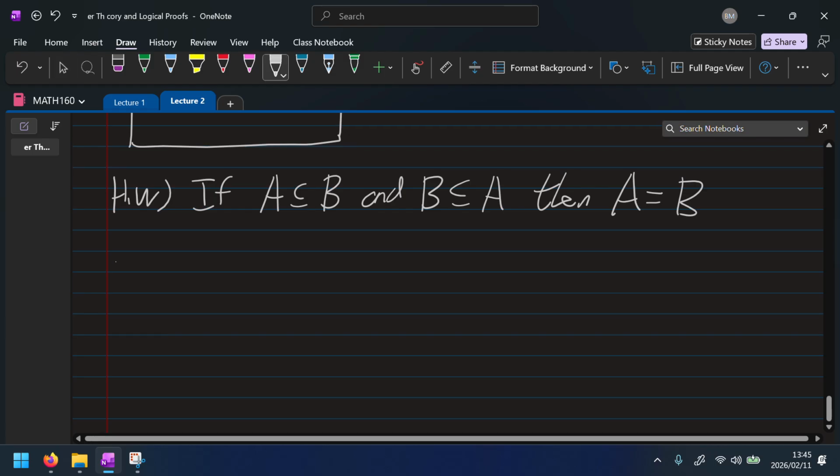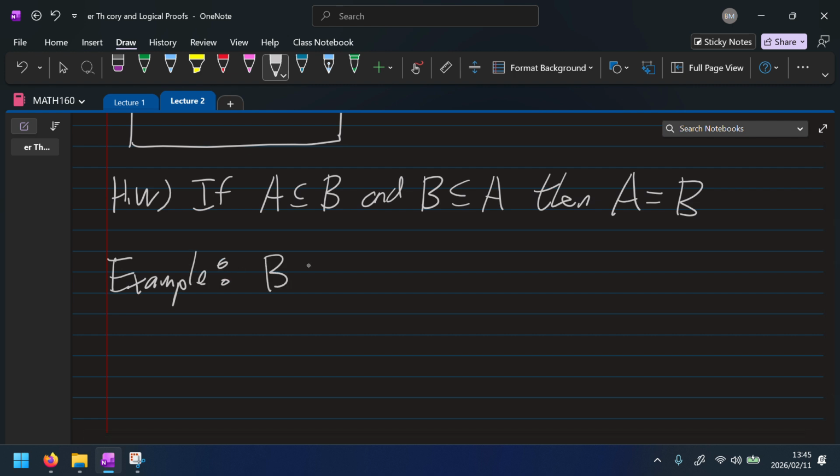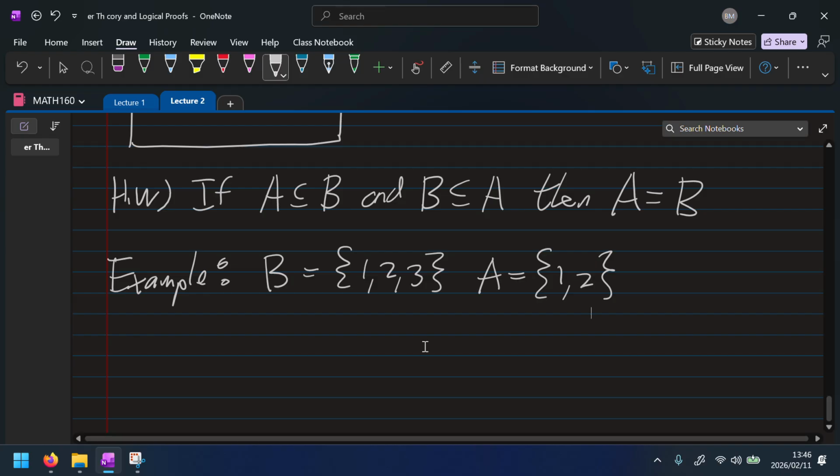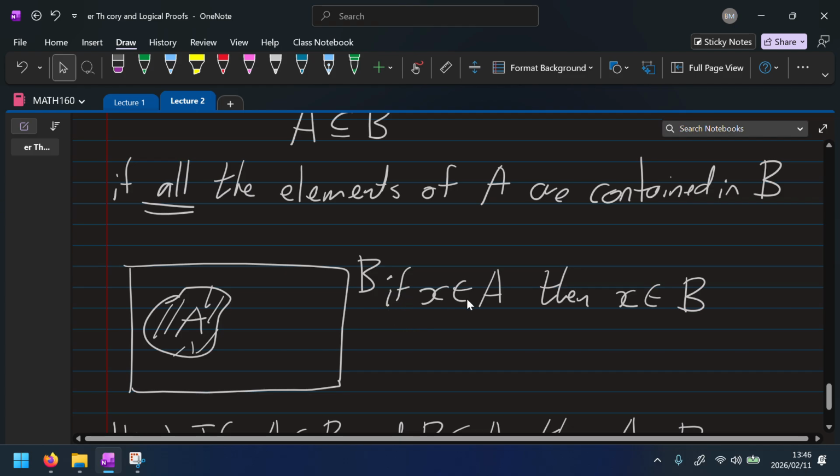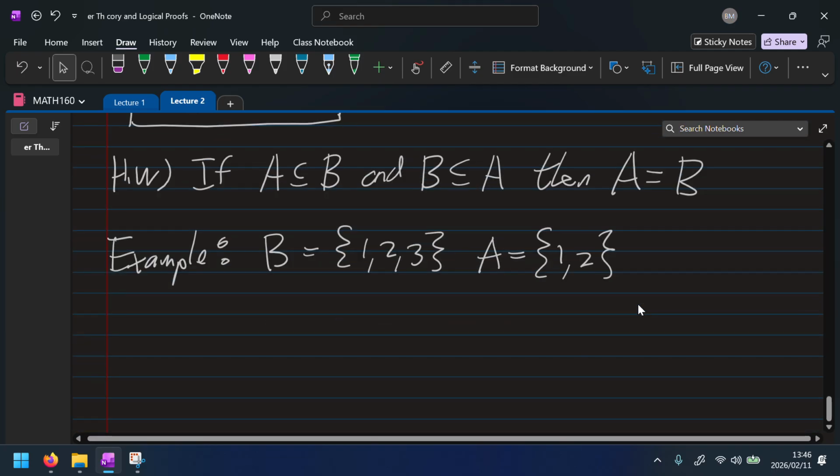Okay, quick example. I'm sure you all understand the concept. Let's say we have B is the set 1, 2, 3, and A is the set 1, 2. Here we can see that A is a subset of B. We can check this for each element. So 1 is an element of A. Is 1 also an element of B? Yeah, so that's fine. So we check the statement here. 1 was an element of A. 1 was an element of B. So check. That's fine.